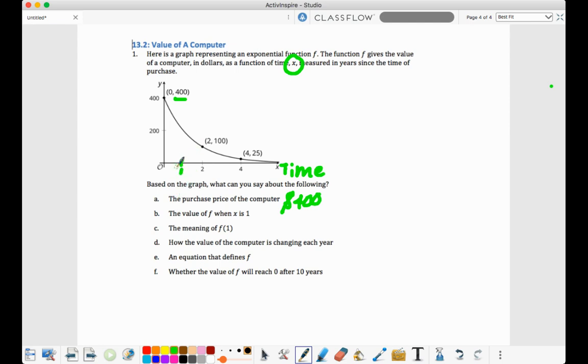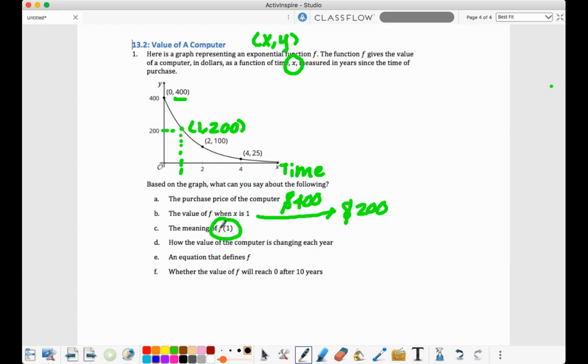So if we look at when x is 1, we can go up on our graph, up to 1, and then we can go over and see when our x value is 1. Remember, in our ordered pairs, it always goes x and then y. When our x value is 1, our y value is going to be 200. So the value of f, or the value of that computer in 1 year, is $200. And that's what the meaning of f of 1 is.